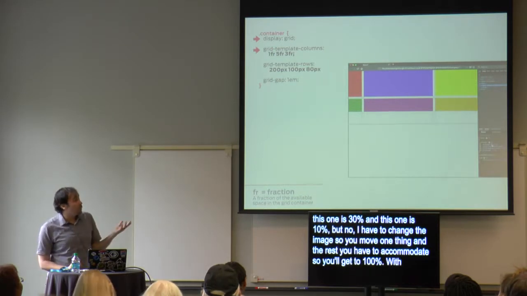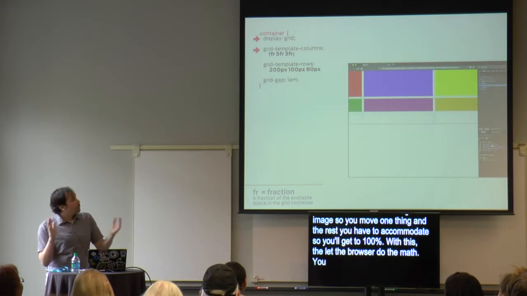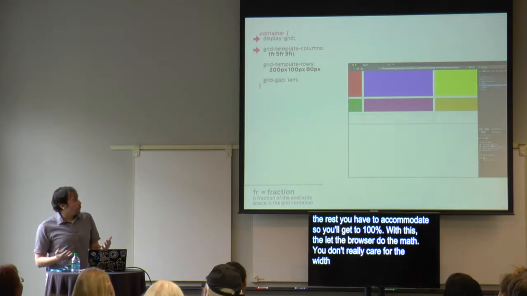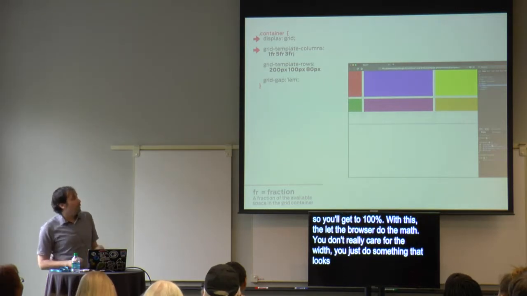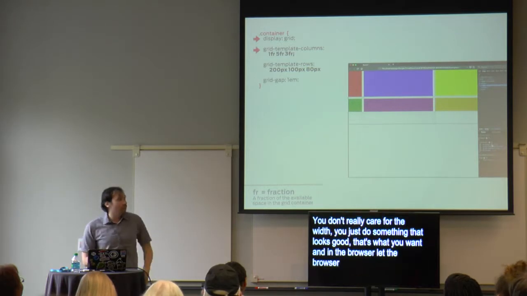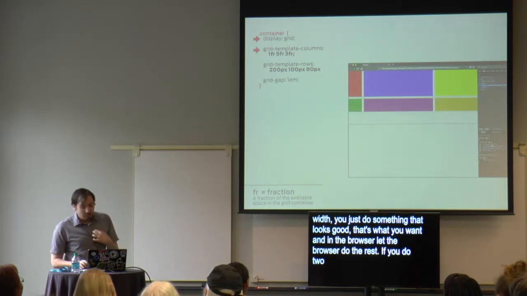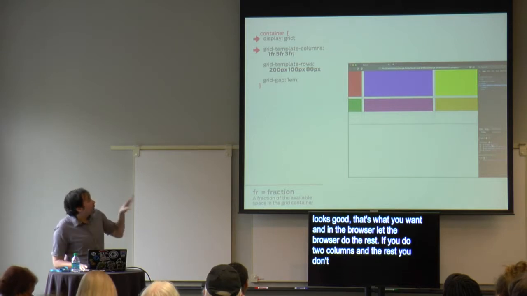You don't really care for the width. You just do something that looks good, that's what you want, and then let the browser do the rest. If you do 2 columns and for the rest one you don't know the width, let the browser figure it out. You don't have to do it anymore. So that's one of the sweetest things that display: grid is bringing.